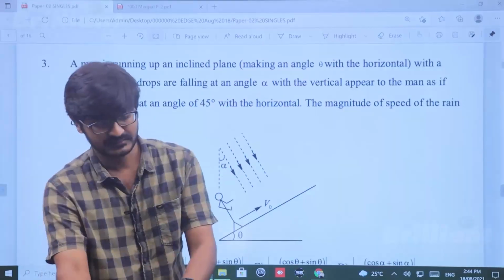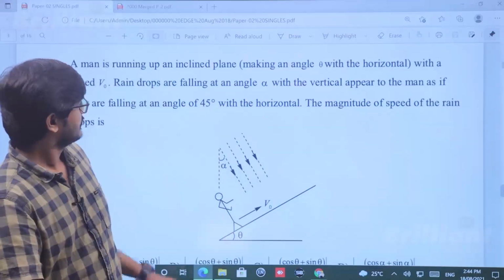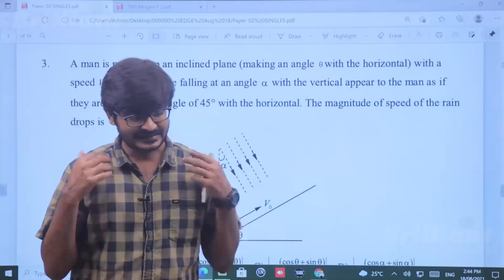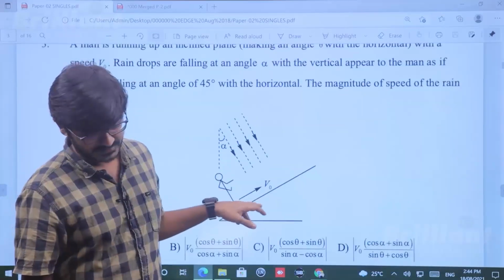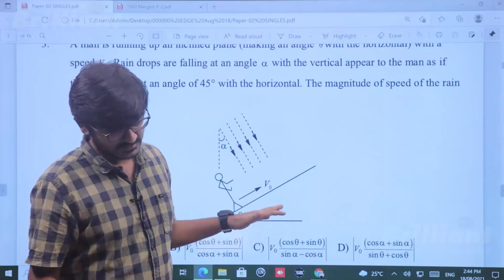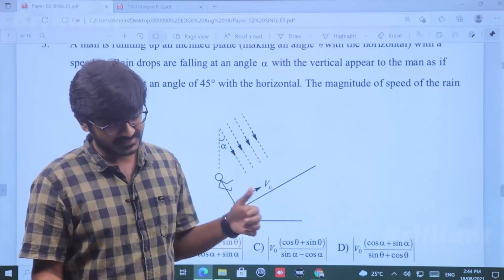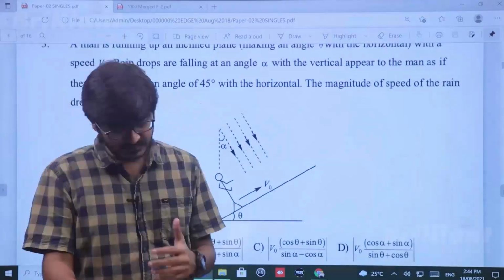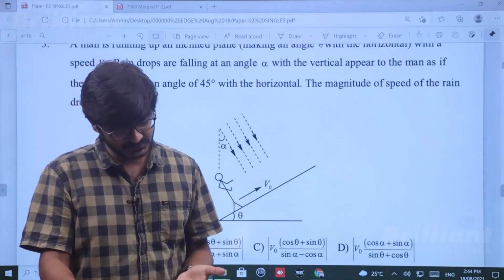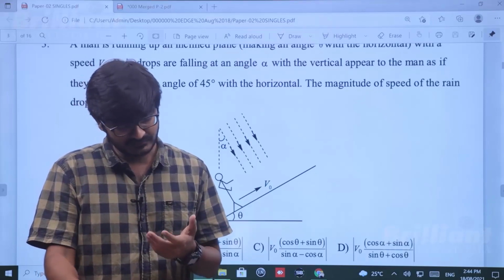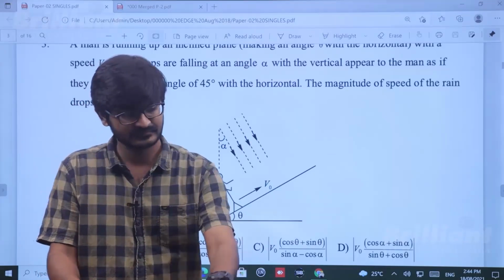Next question, you can pause and read the question. The question says, a man is running up an inclined plane making an angle theta with the horizontal, with a speed v0. Raindrops are falling at an angle alpha with the vertical, and appear to the man as if they are falling at an angle 45 degrees with the horizontal. Magnitude of speed of raindrops is.